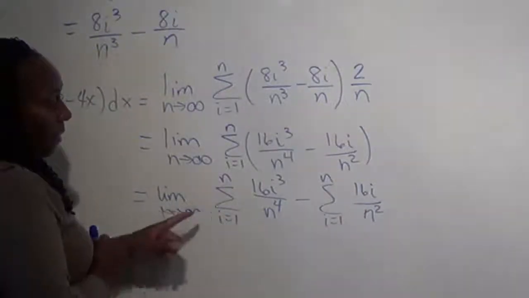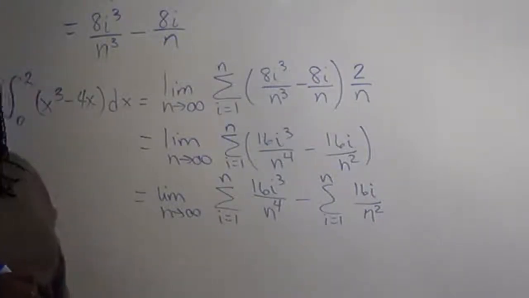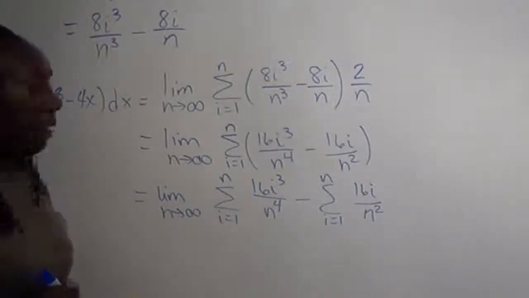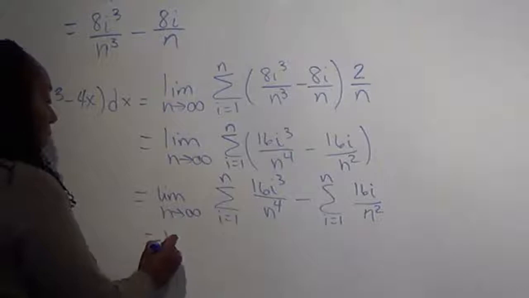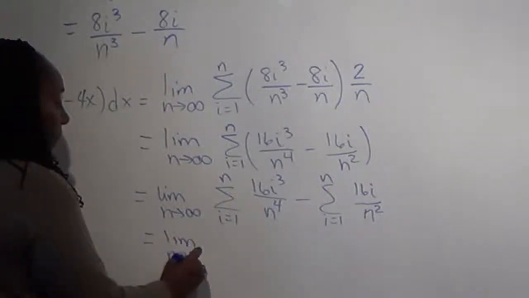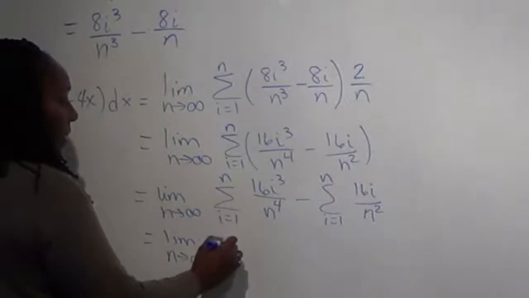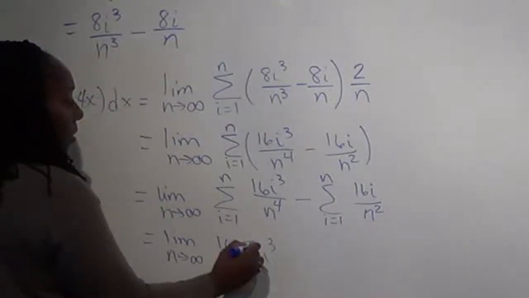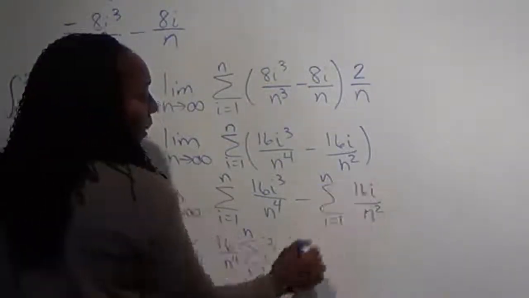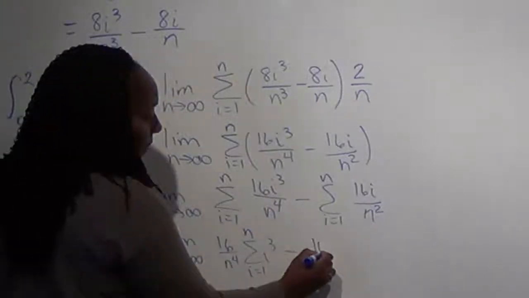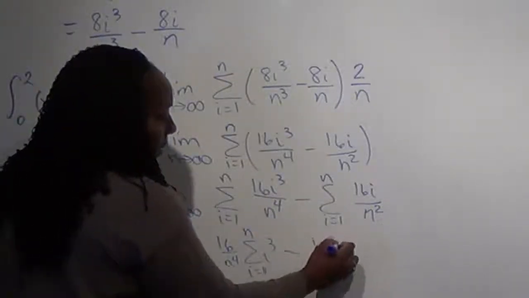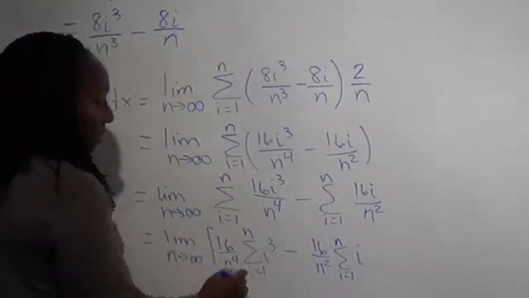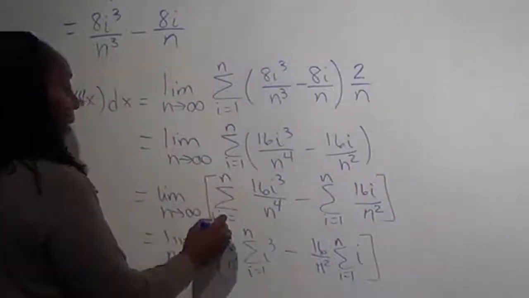Now 16 and n to the 4th are pretty much coefficients in terms of my functions in terms of i. So those can be moved out front just like all of our other properties that we have. So I can say this is 16 over n to the 4th times my summation for i cubed. Likewise over here, the 16 over n squared can be brought out, and then I can just look at my summation for i.